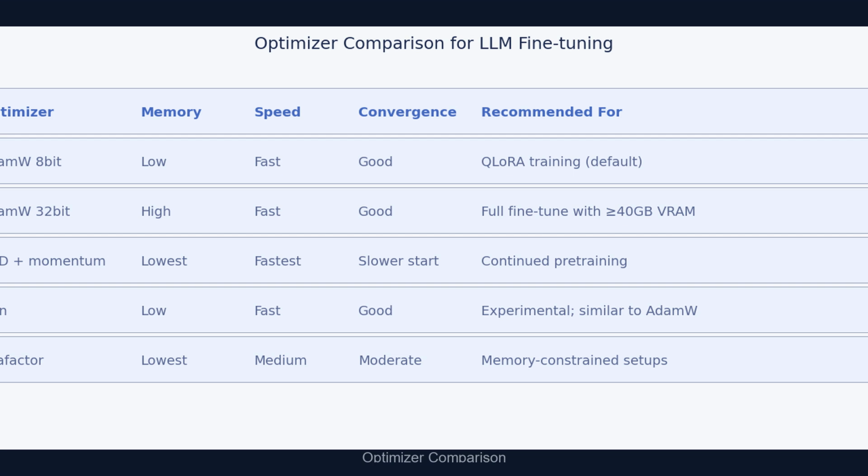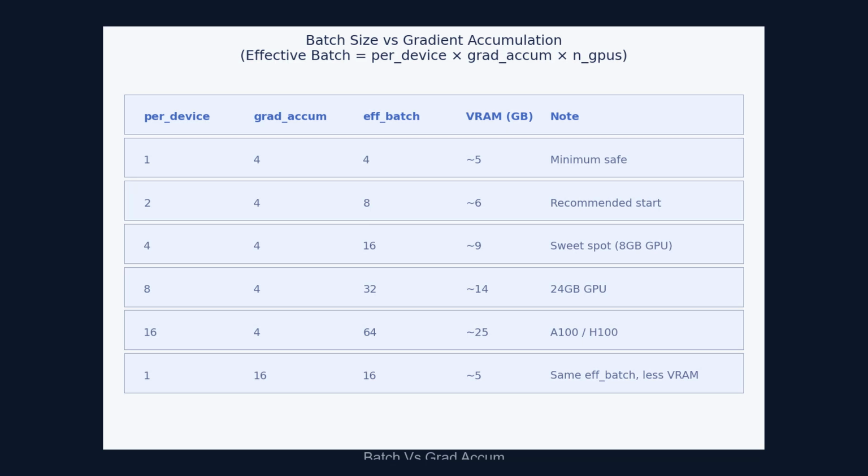Understanding these differences is crucial as they allow you to choose the optimizer that best fits your specific hardware and training objectives. Next, take some time to evaluate which optimizer aligns best with your project needs before diving into the implementation. This image presents a comparison of batch sizes and gradient accumulation strategies for training machine learning models.